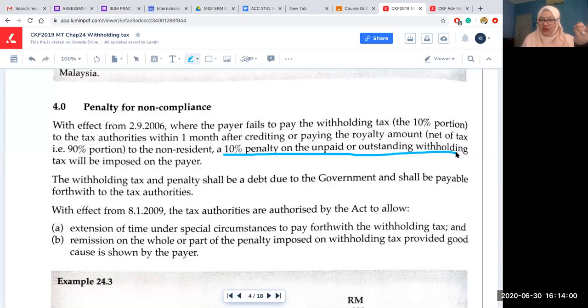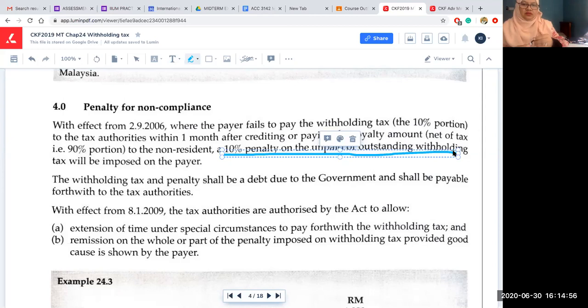Okay, let's see. Royalty is 100,000 ringgit. Withholding tax at 10% is 10,000. Penalty is 1,000. So in this case, withholding tax is 10% of your gross and the penalty is 10% of your withholding tax. But if you have paid 8,000, the balance is only 2,000 due, so 10% of the 2,000 is only 200 penalty. So it depends whether you have paid or it's on the whole outstanding withholding tax.